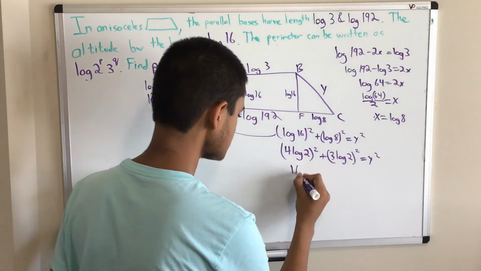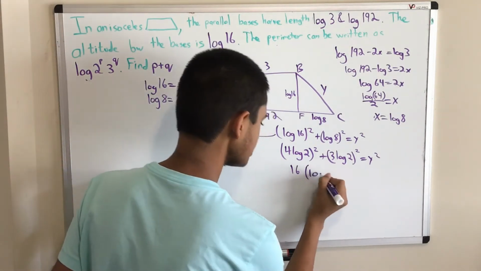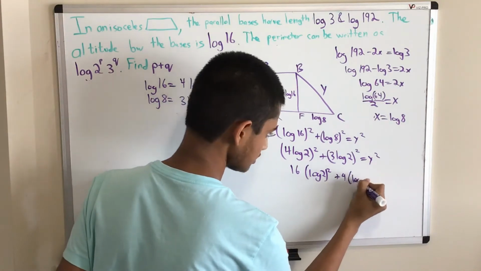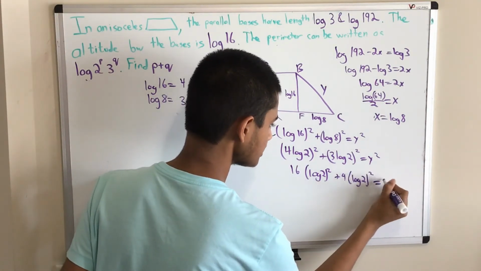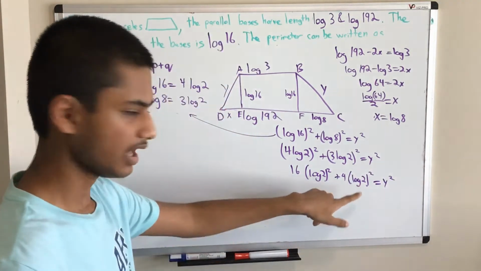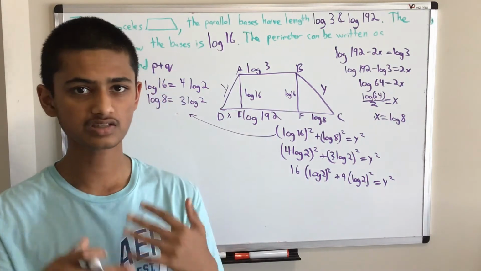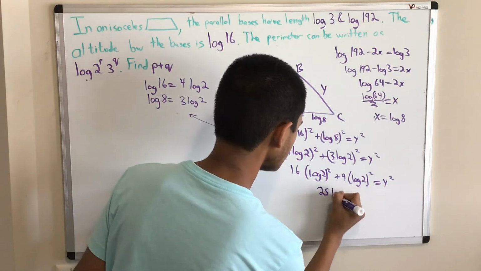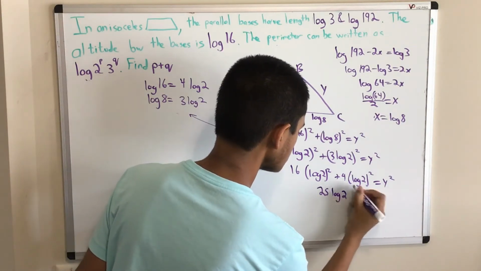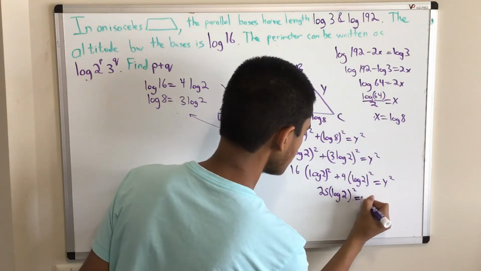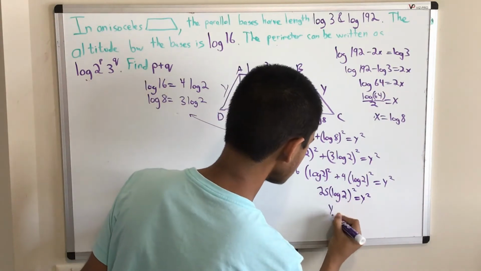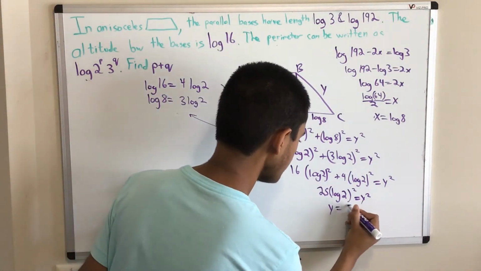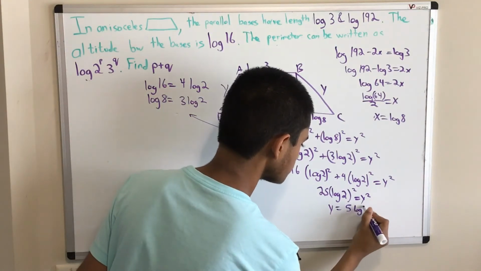So this is going to be 16 (log 2) squared plus 9 (log 2) squared, and that's all equal to y squared. And we notice that (log 2) squared is a common term, so we can simplify this into 25 (log 2) squared, and that's equal to y squared, meaning that y must equal the square root. We take the square root on both sides, and this must be 5 log 2.